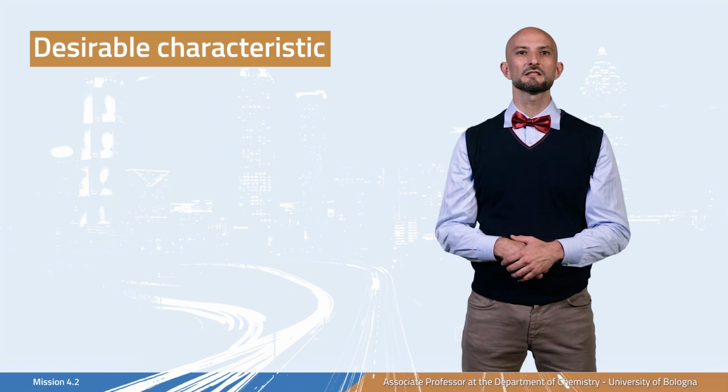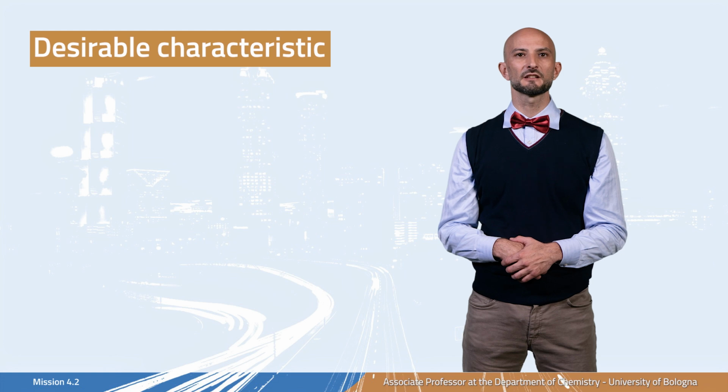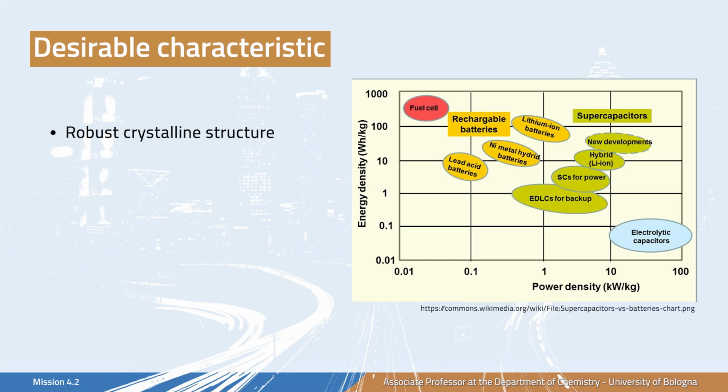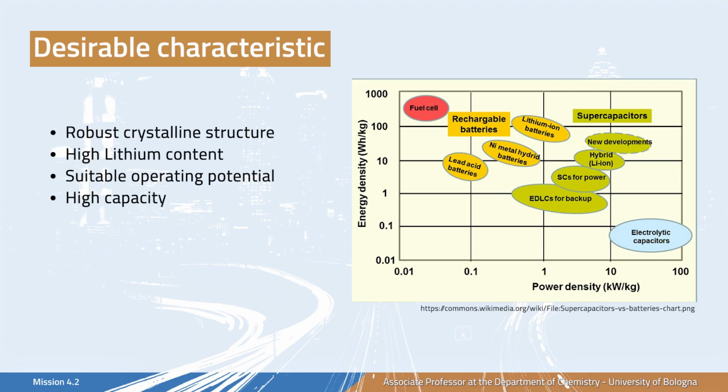In detail, the desirable characteristics of cathode material should include a robust crystalline structure, layered or open framework, able to relax upon insertion of lithium ions. High lithium content with lithium ions placed onto accessible sites. Suitable operating potential, a good compromise between high potential, maximizing the energy density of the cell, and the electrochemical stability of the electrolyte components. High capacity related to high lithium content to maximize the cell's energy density.